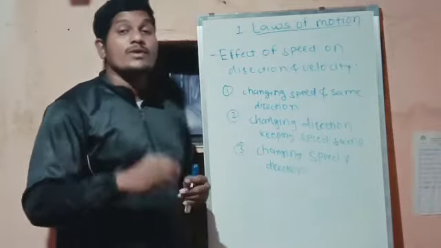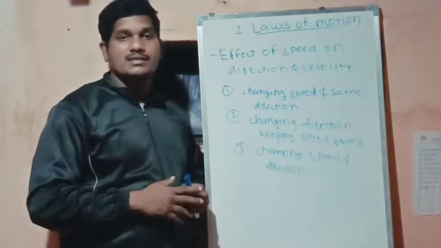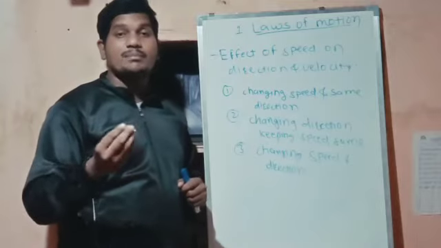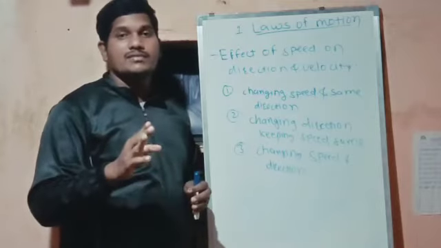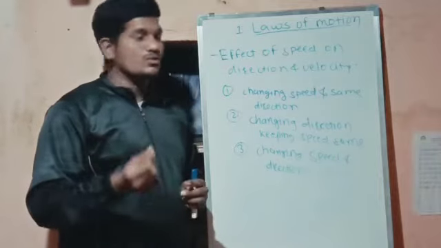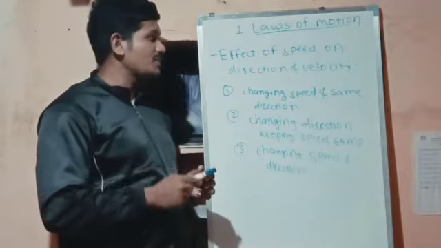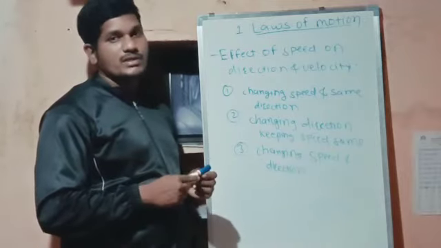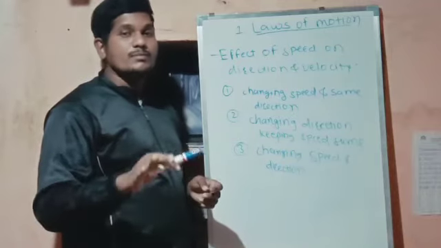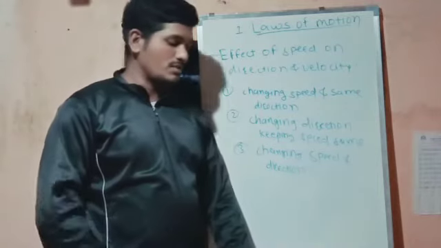In the first one, you will be just changing the speed and keeping the direction as it is, and in the second case, by changing the direction and keeping the speed as it is, and the third one is you will be changing the speed as well as direction. So these are the three cases from which you can understand the effect of speed on the direction and the velocity and how they are interrelated to each other. Okay, so this is the point we have covered now. Now we will see the next point of this topic.